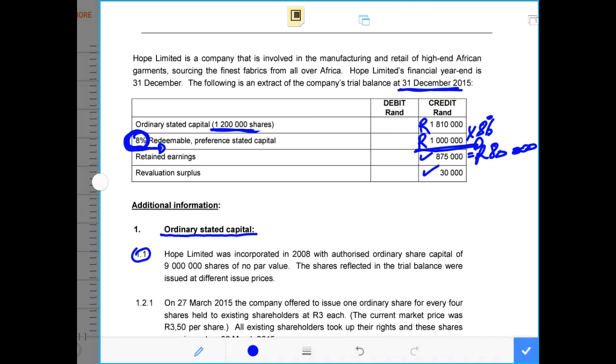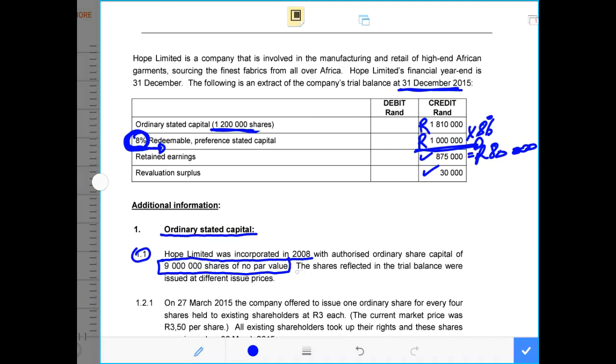Then it says under 1.1 that Hope Limited was incorporated in the year 2008 with an authorized ordinary share capital of 9 million. That means this company was authorized to issue 9 million shares of no par value. That means they are limited to issue shares but not to exceed 9 million shares.